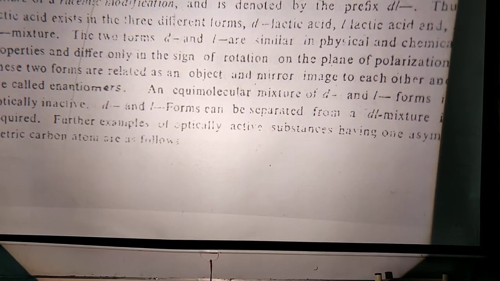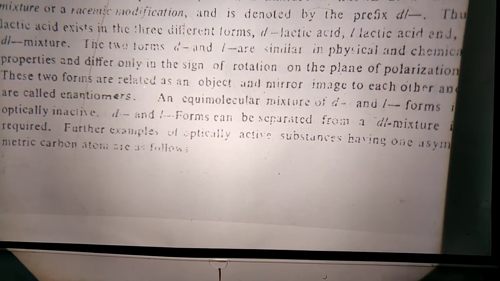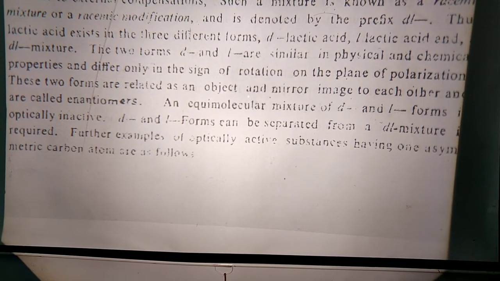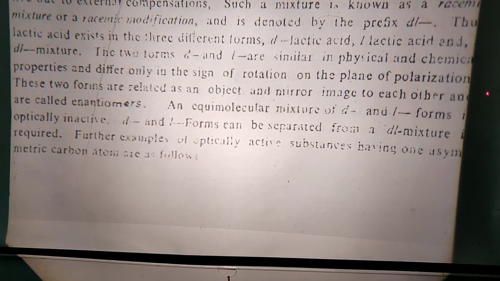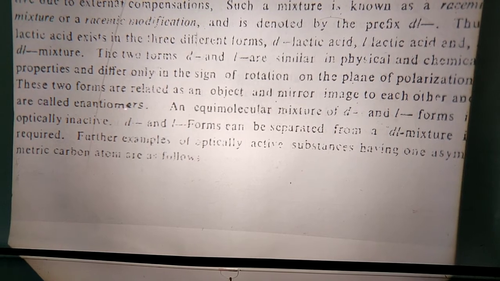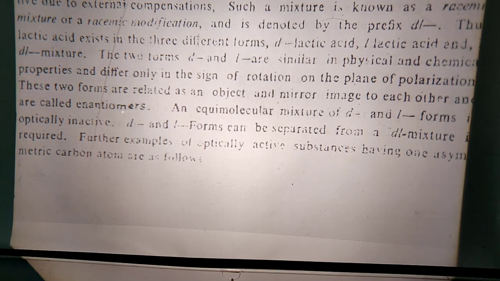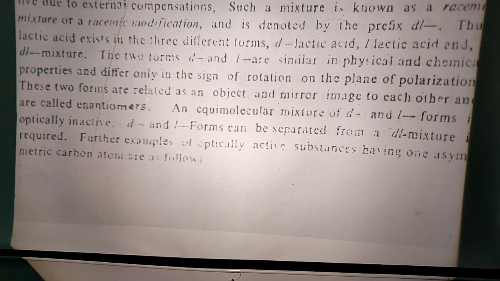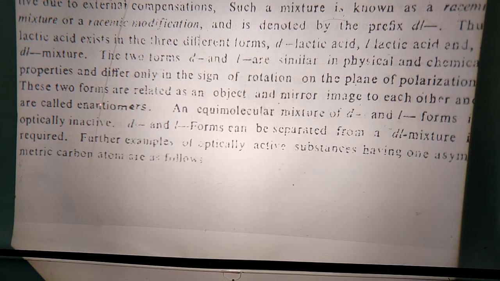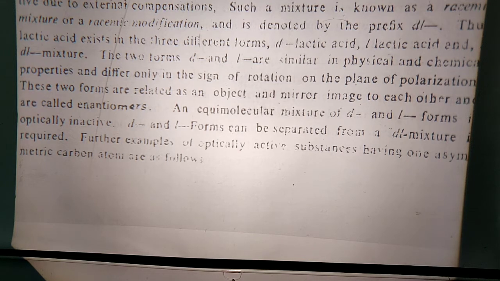Plane polarized light. These two forms are related as an object and its mirror image to each other and are called enantiomers. You can pronounce it enantiomers or enantiomers. The spellings are the same; it depends on the way you like to pronounce. An equimolecular mixture of D and L form is optically inactive.